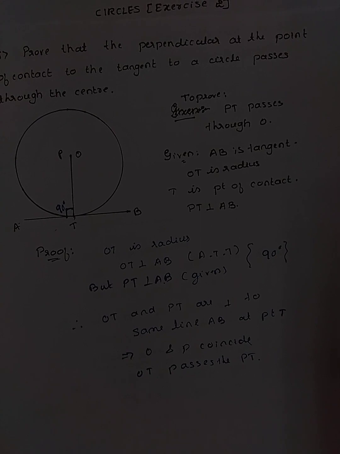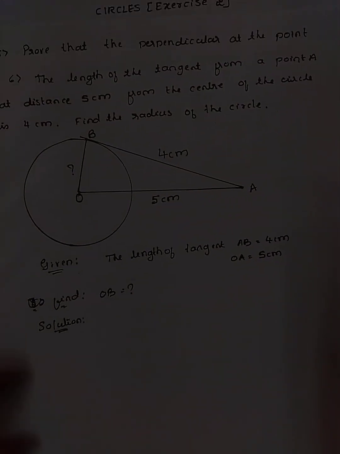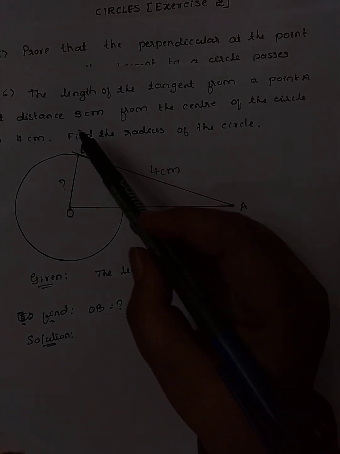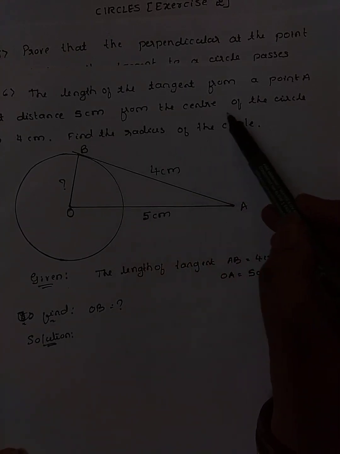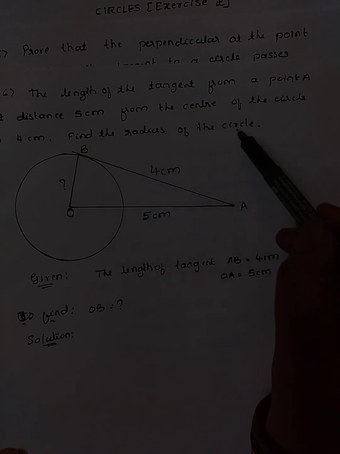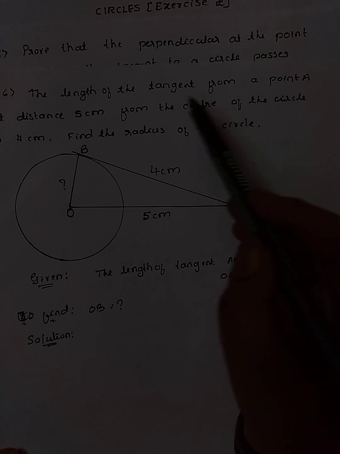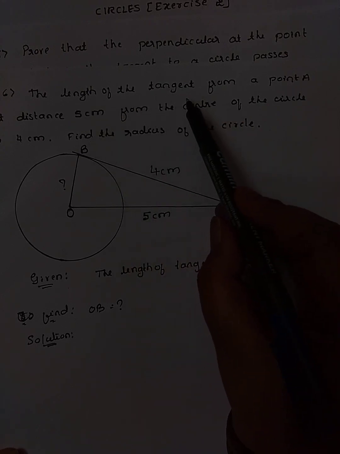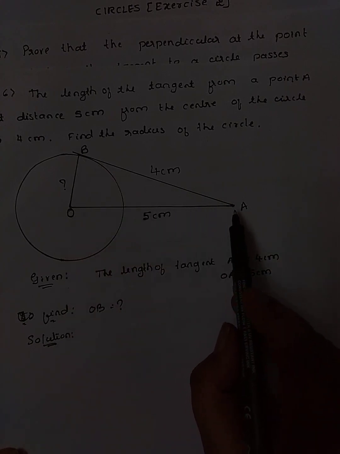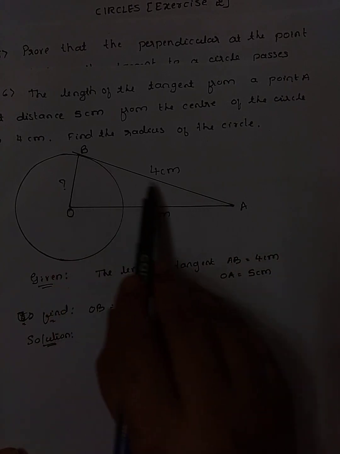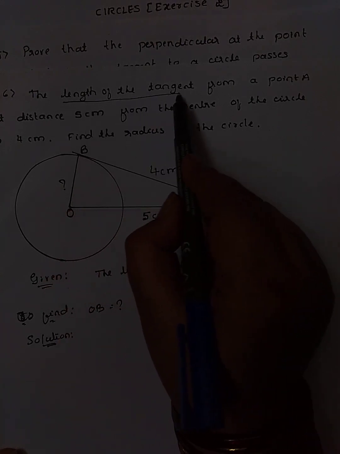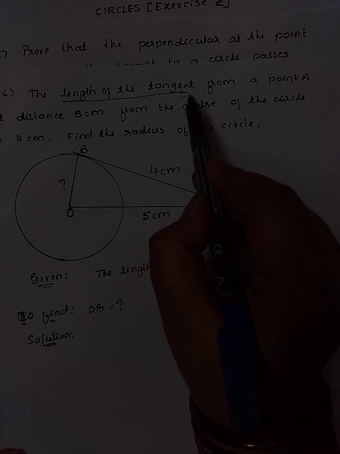The next question is the sixth one. The length of the tangent from a point A at a distance of 5 cm from the center of the circle is 4 cm. Find the radius of the circle. So what is given? The length of the tangent from point A. So here in the circle AB is the tangent. We have to split the question, the length of the tangent.